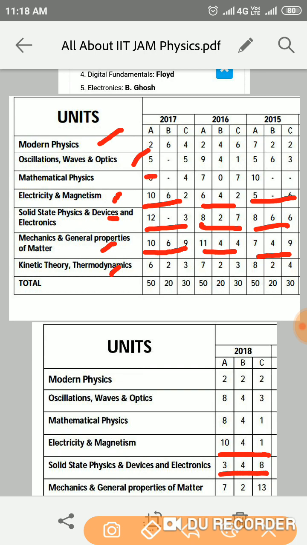So as you can see, all the topics are important. If you have time, try to complete your syllabus. But if you are short on time, you can filter your preparation so that you can maximize your marks with minimum effort.